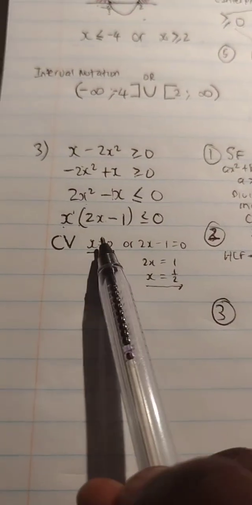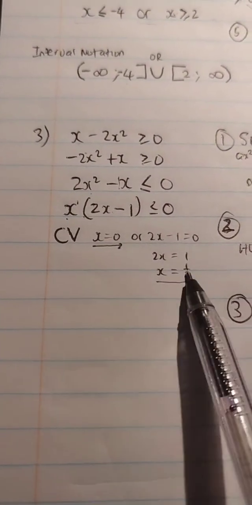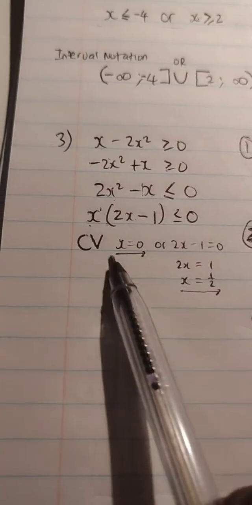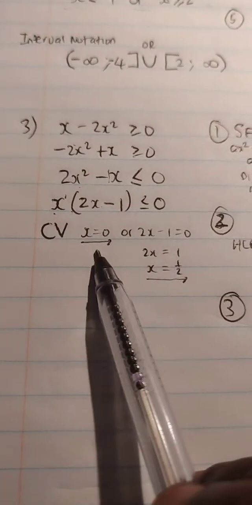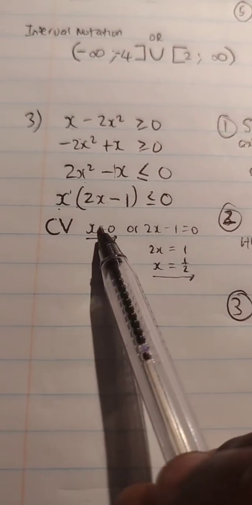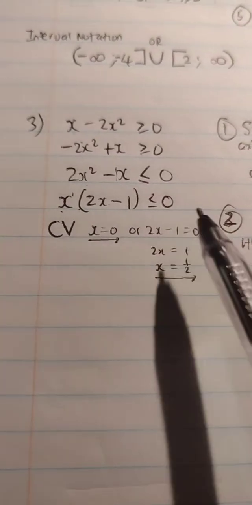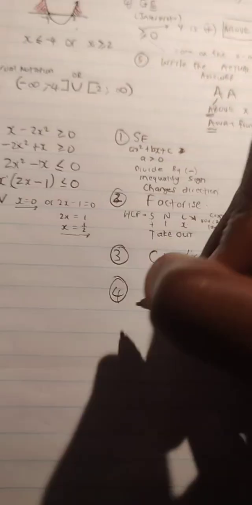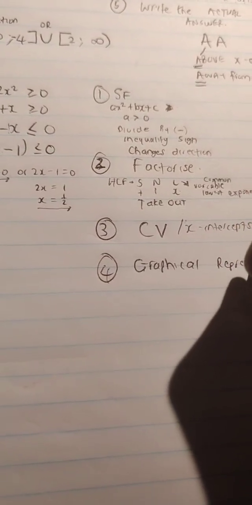We are not done, guys. We've just gotten what we call the x-intercepts, or the roots of the equation, or what we now call critical values. X is equal to 0, x is equal to half. These are critical values of this inequality. After identifying them, we go on to graphical representation.